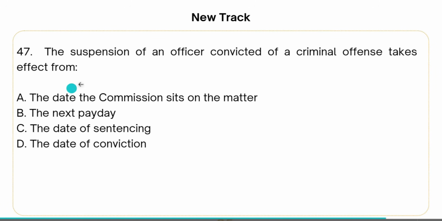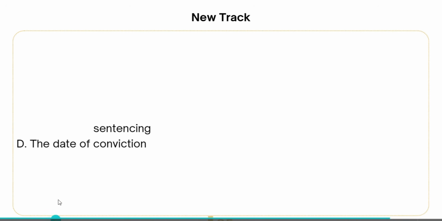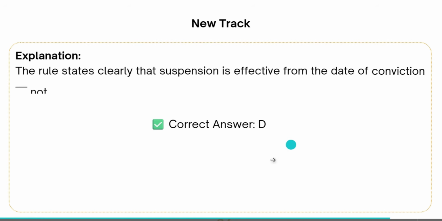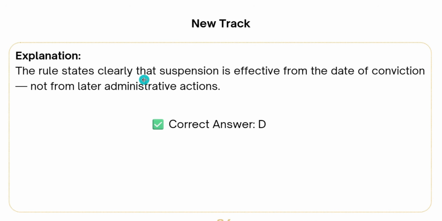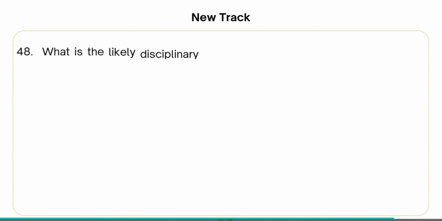Question number 47. The suspension of an officer convicted of a criminal offence takes effect from A. The date the Commission sits on the matter, B. The next payment day, C. The date of sentencing, and D. The date of conviction. The right option is option D. The rule states clearly that suspension is effective from the date of conviction, not from later administrative actions. So the right option is option D.